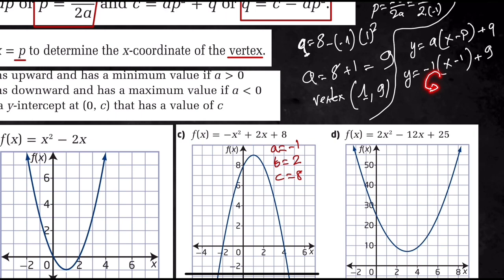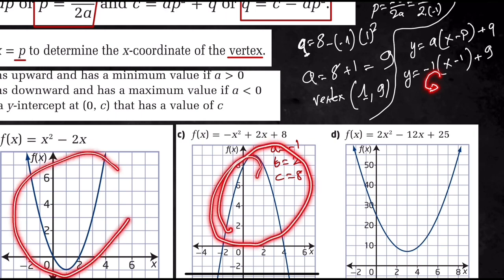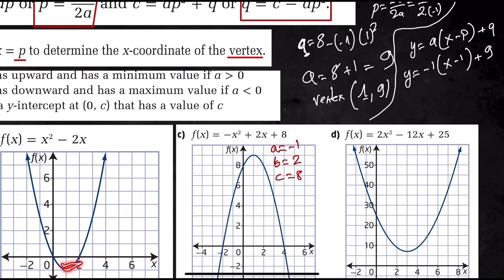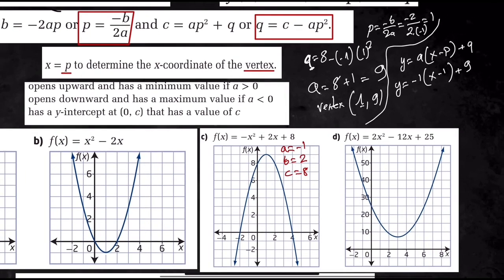Okay, and this is exactly what you can see from here. It is the same as this one, shifted right 1 unit, up 9 units, and flipped downward because my A is negative. Perfect. You can do the same thing for all of them. Same thing here, you have your C is 0, and you apply the same formula and the same knowledge you just learned right now.